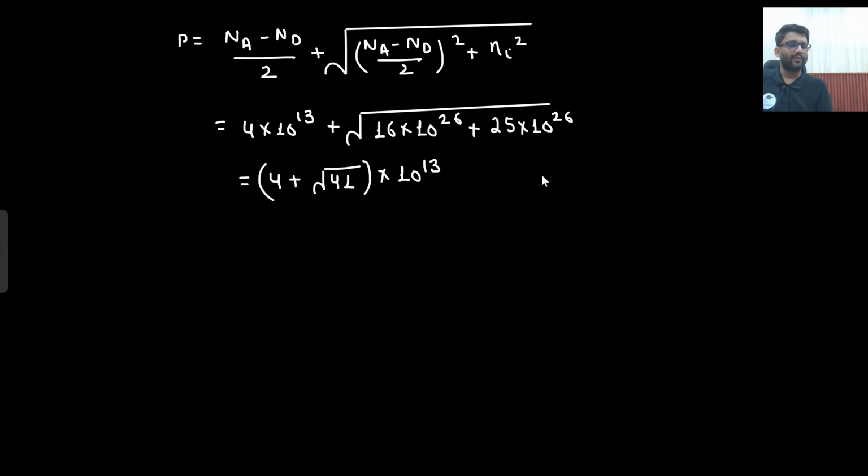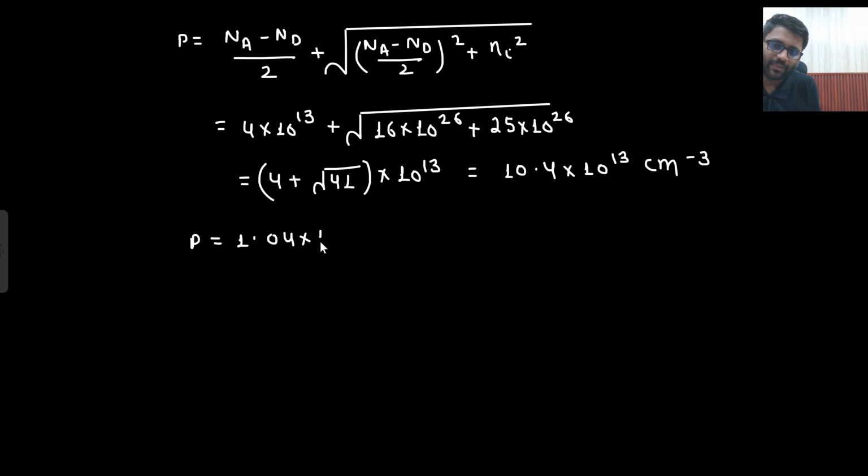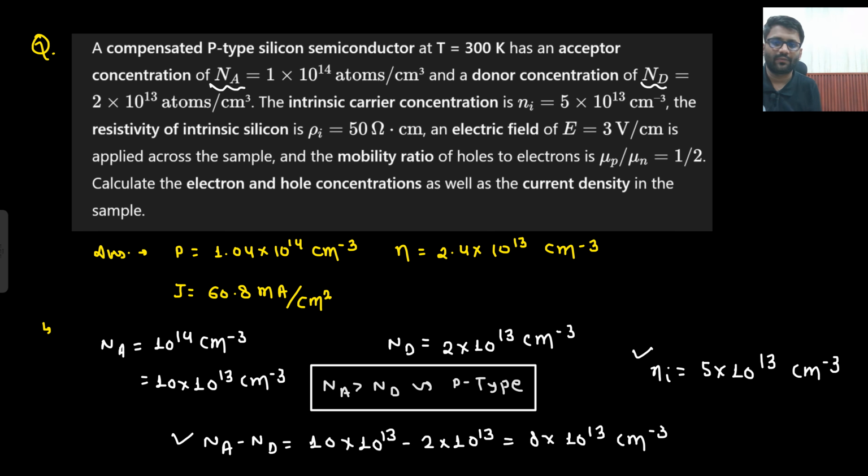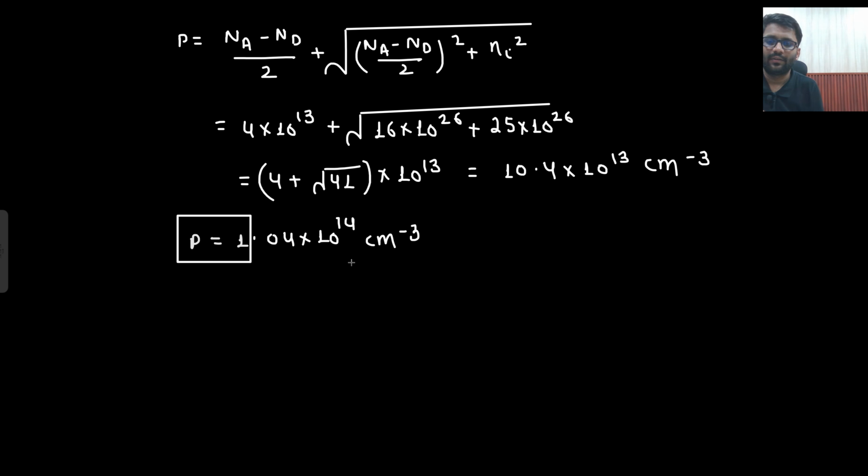Did you understand this point? 10 to the power 26 will be coming common. So 10 to the power 13, 25 plus 16, that would be 41. So under root 41 plus 4, you are getting 10.4. So 10.4 into 10 to the power 13 centimeter cube inverse. So the number of holes are coming out to be 1.04 into 10 to the power 14. Roughly I can call it in this manner, right? And the answer is also matching. Yeah, 1.04 into 10 to the power 14.